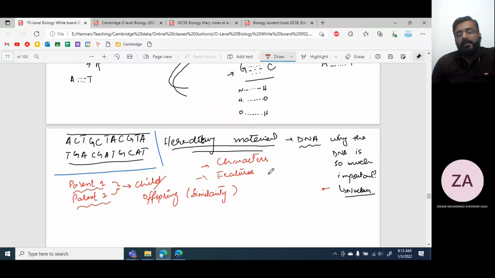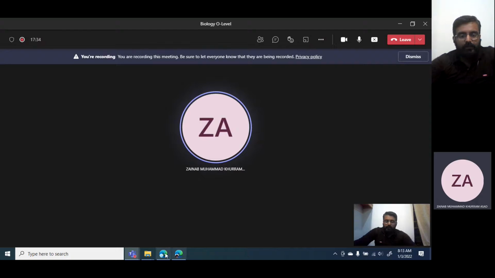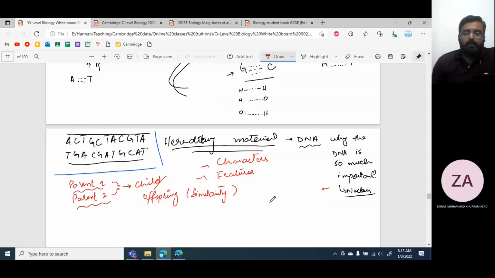Where did this similarity come from? It was passed on from their DNA. Yes, where did this similarity come from? It was passed from the DNA.